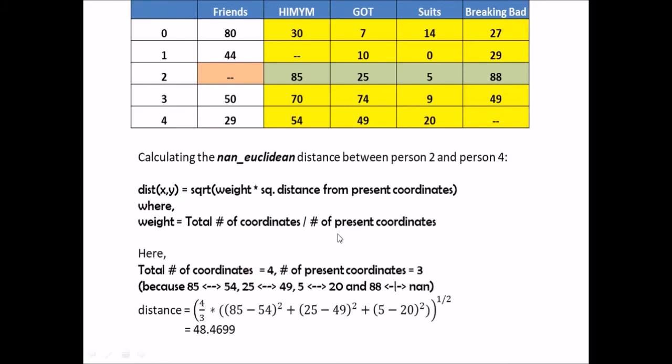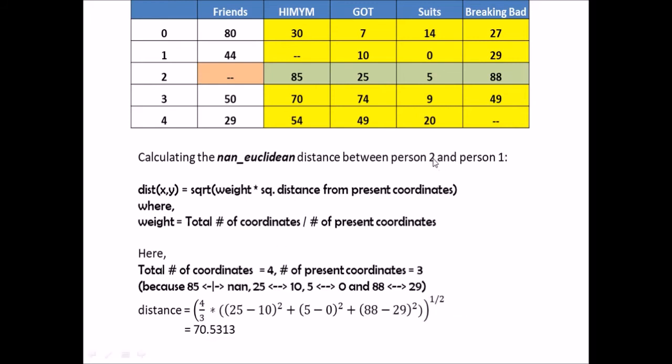So this is basically what I told you, for person 2 with person 0, and that is exactly what we have done here. The total number of coordinates is 4, and the present coordinates is also 4, because 85 and 30 match, 7 and 25, 14 and 5, 88 and 27. So we do 4 upon 4 times 85 minus 30 the whole square, and so on, take the sum of all these squares, multiply it with this weight ratio, and then take the square root of it overall. Then we find the distance to be 84.56. Okay, we'll keep this aside for now.